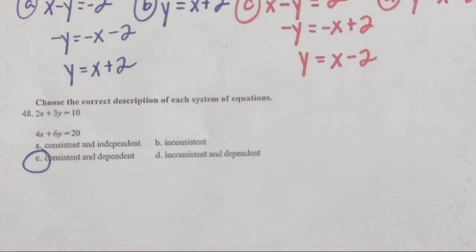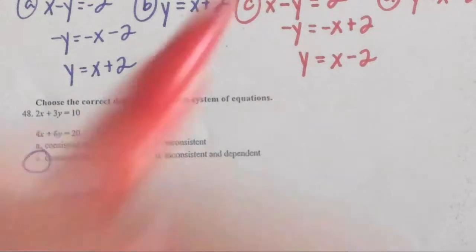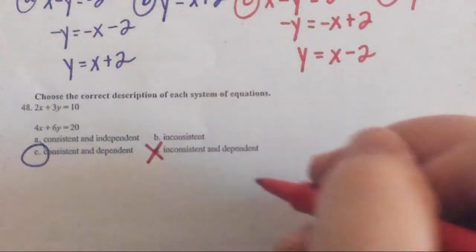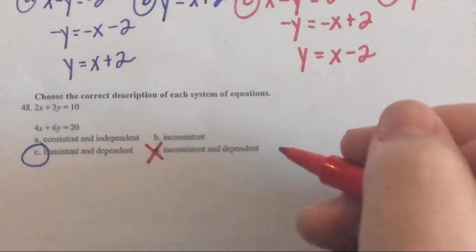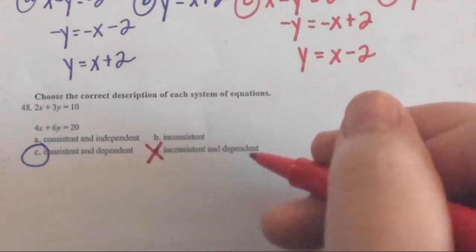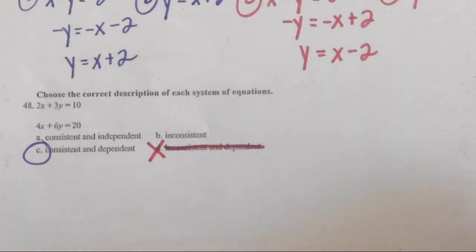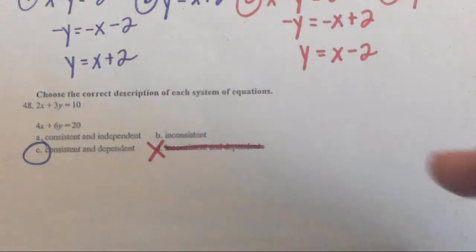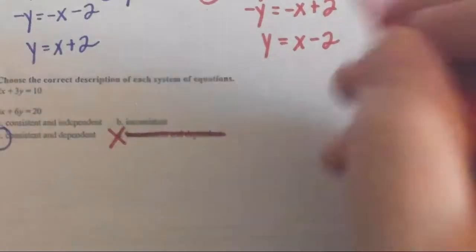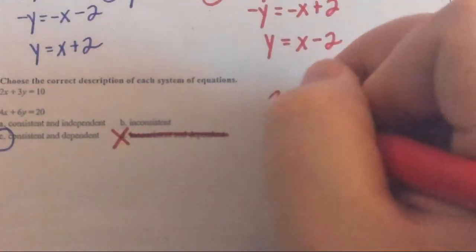B. D is dumb. We've never seen inconsistent and then the word dependent. We've done consistent, independent, and inconsistent. We've never had that as an answer choice. Why would you select that one? Now, Drea took the easy way. Let's do it the hard way. We'll explain her way in a second.